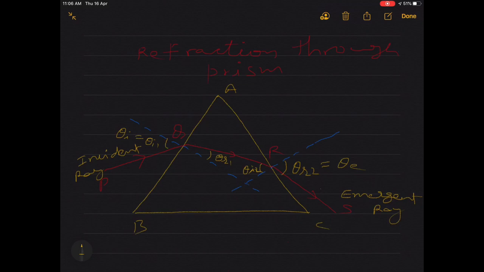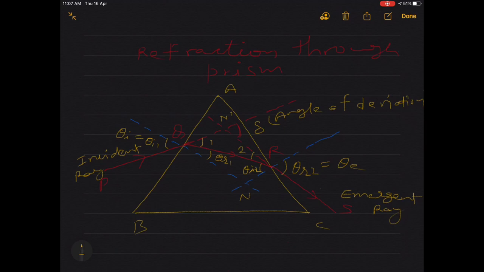If we produce these two rays, that is the incident ray and emergent ray, it is quite interesting to see that these two rays are not parallel. They are intersecting at some point, and the angle between these two rays is denoted by delta. This delta is the angle of deviation. If you mark these two angles also as angle 1 and angle 2, this is the ray diagram for refraction through a glass prism.